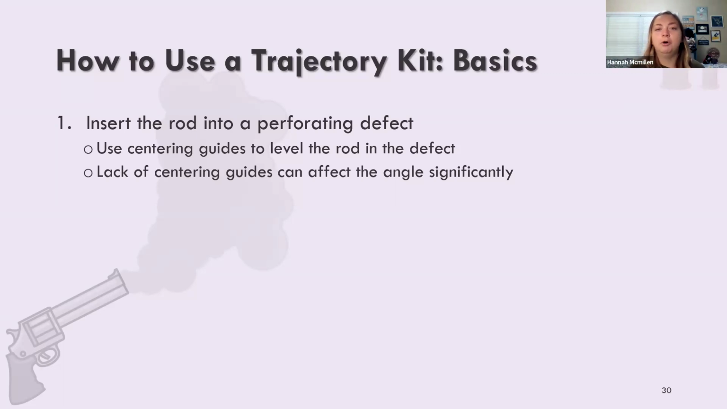The reason we are doing this when we are performing shooting scene reconstruction and looking at trajectory analysis is so we can figure out where our shooter could have been standing. And this is very useful, especially for range determinations. If we don't have any stippling or gunshot residue left behind on the target, we don't necessarily know where our shooter could have been standing. So trajectory kits and determining the angle at which this shot could have been fired is going to be our best case scenario in order to reconstruct the scene and figure out how things happened.